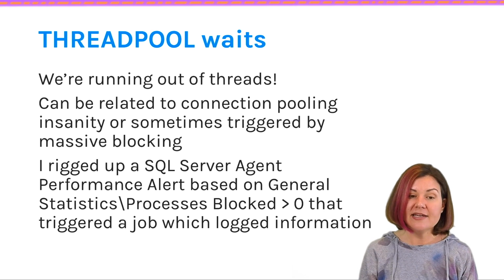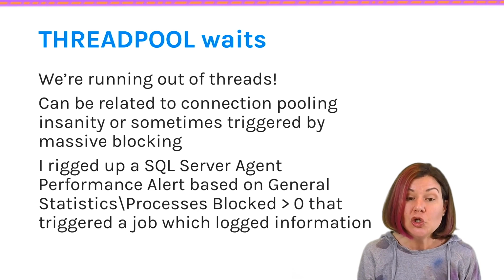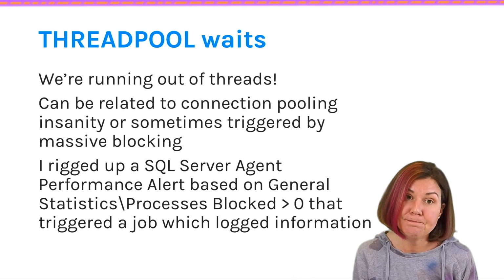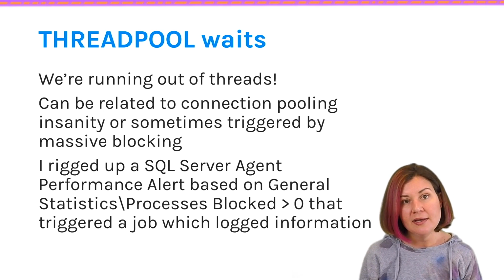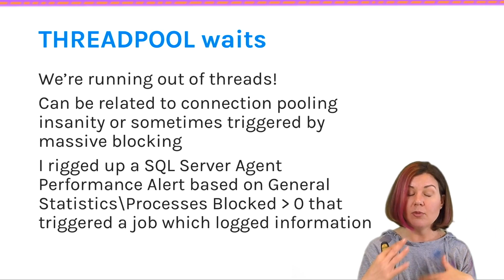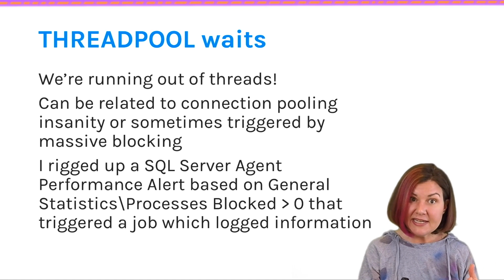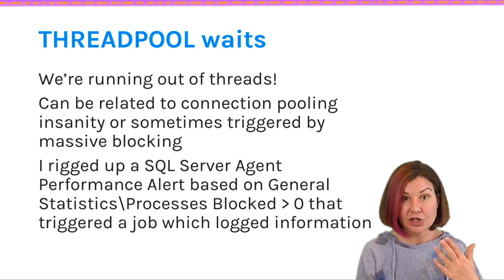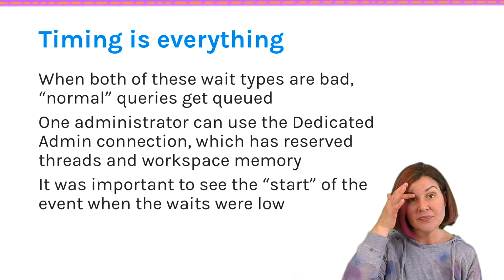What I did in that case was set up a SQL Server Agent performance alert looking at the General Statistics Processes Blocked counter. I said, okay, when we've got blocking, I want you to start this job. And the job logged the results from sp_WhoIsActive to a table, and also some other dynamic management views, because I wanted to see if I could catch the start of when thread pool waits were happening and confirm if it was blocking leading into this.